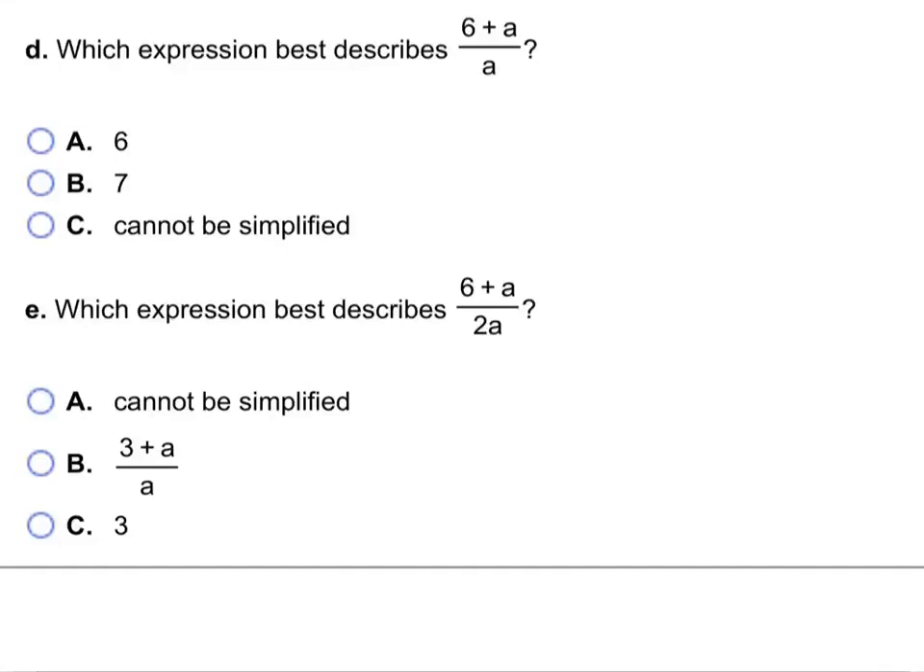All right, so on D, 6 plus A over A. Does anybody remember their algebra rules? What's the deal there? Can we reduce that? Can we not? It would be 6. If we reduce it, how do we do it? Can't you cross off the A's? Can't we cross out the A's?